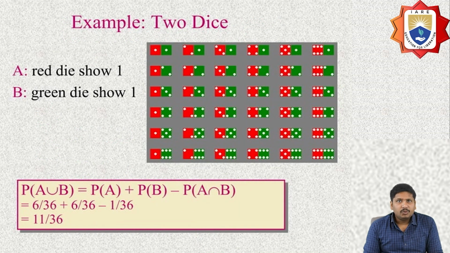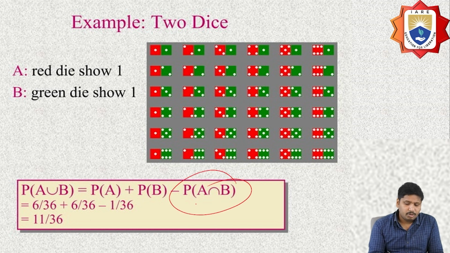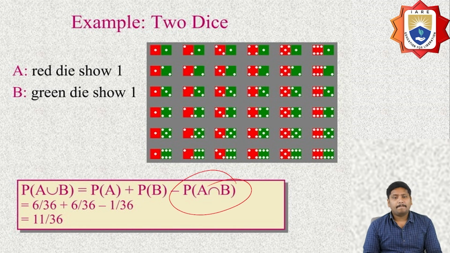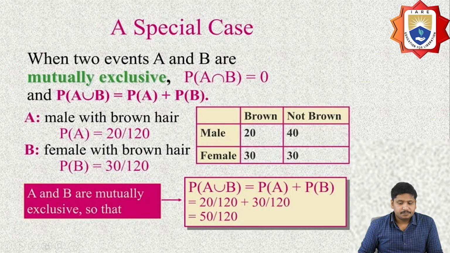For example, if two dice are rolled, A is the red die showing one, and B is the green die showing one. Can we estimate this? The probability of A union B equals the probability of A plus the probability of B minus the probability of A intersection B, each over 36.